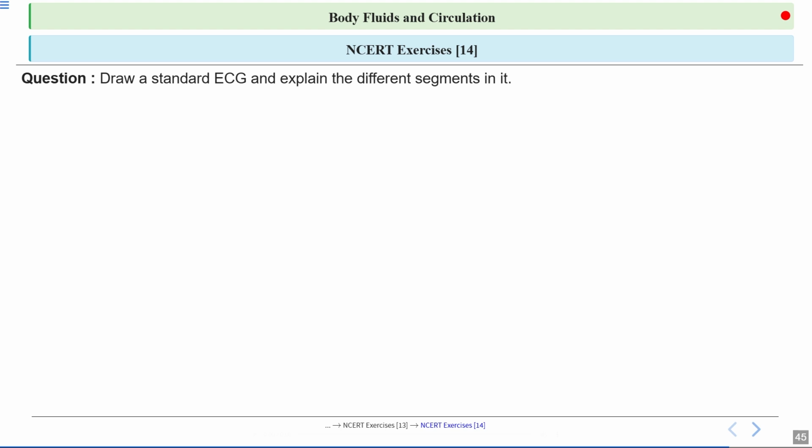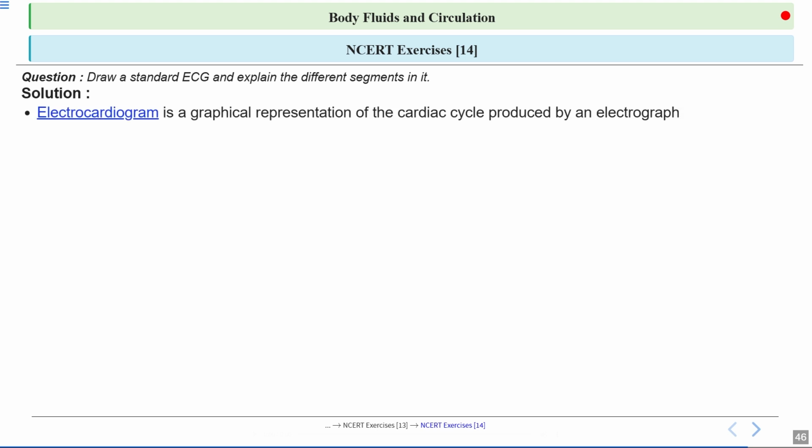Next question, draw a standard ECG and explain the different segments in it. Okay, now let's discuss the answer. So see, what is an electrocardiogram? The ECG is a graphical representation of the cardiac cycle produced by a machine called an electrocardiograph.